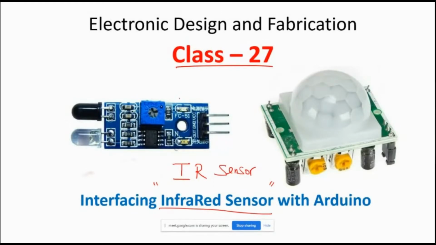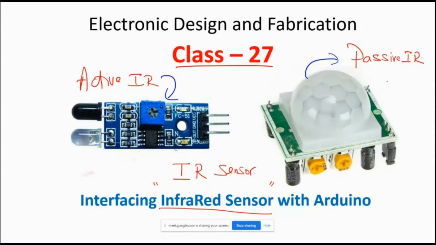When it comes to IR sensors, there are two types. One is an active IR sensor, the one that is represented here. The one that is shown on the right is the passive IR sensor, in short PIR. PIR stands for passive infrared sensor. So let us see what is the difference between the two and where exactly we use them in practical applications.